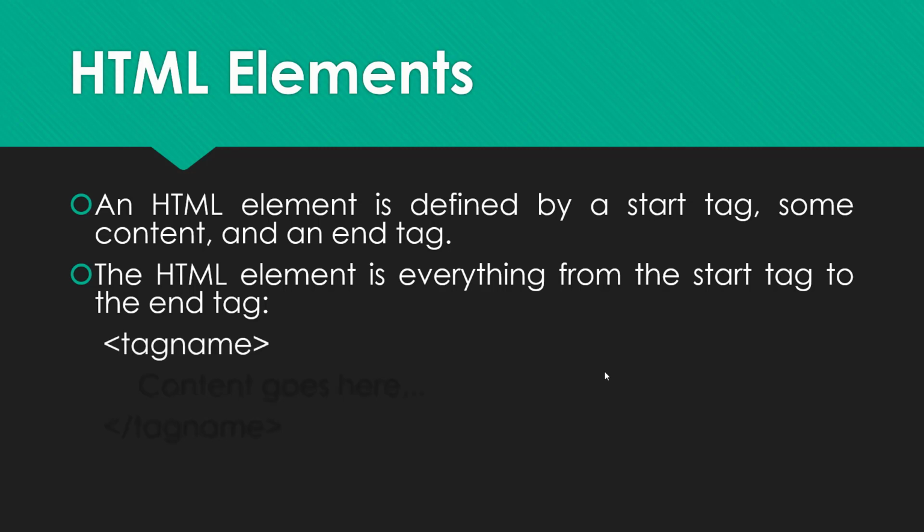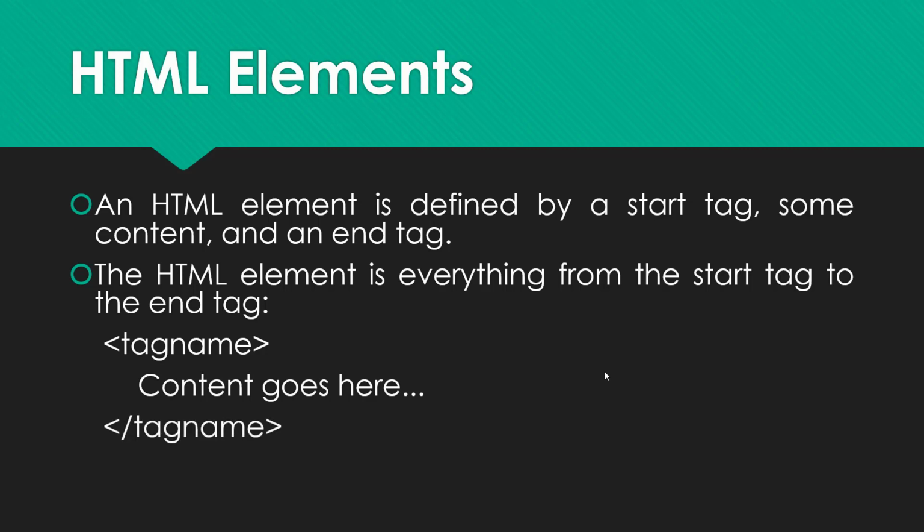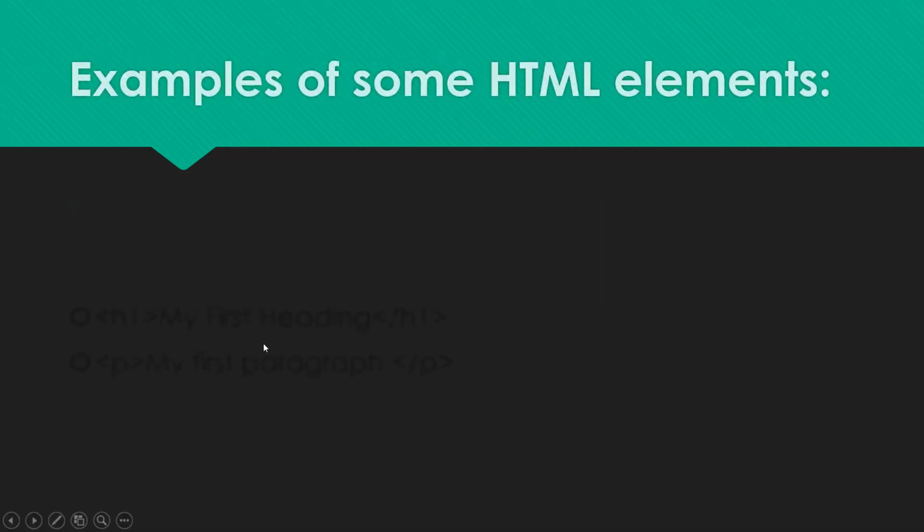So here's an example of an HTML element. We begin with the start tag, and then we put some content there, and then we close it with an end tag. So this is how we open a start tag, and then we put some content, and then we put the tag name that closes this tag. So the whole of this thing is what we call an HTML element.